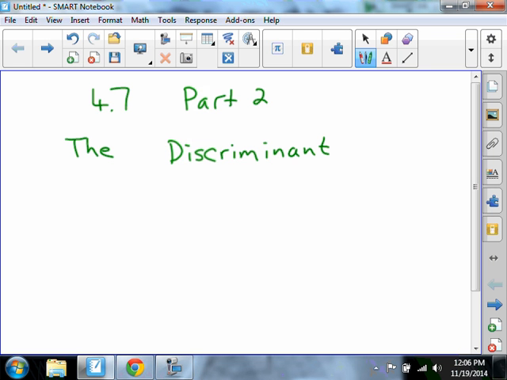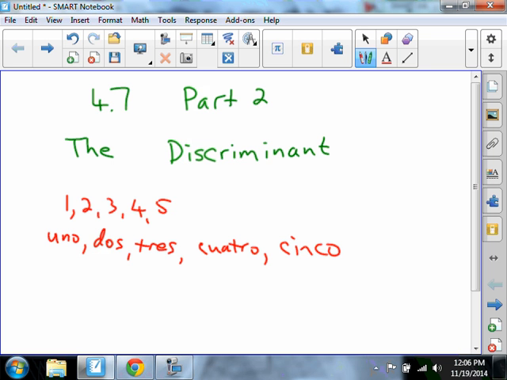It's kind of like Spanish. Consider these: 1, 2, 3, 4, 5. That's in English. In Spanish, they are uno, dos, tres. How do you spell cuatro? I always put a Q in it. Is it a C? Cuatro. Like that? Cuatro. Cinco, right? So not only are you expected to know them, you're expected to know what they mean. Well, it's the same idea with the discriminant. You're expected to know what it is, how to calculate it, and what it means.